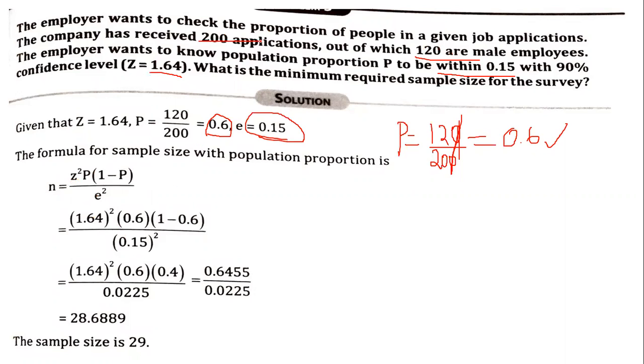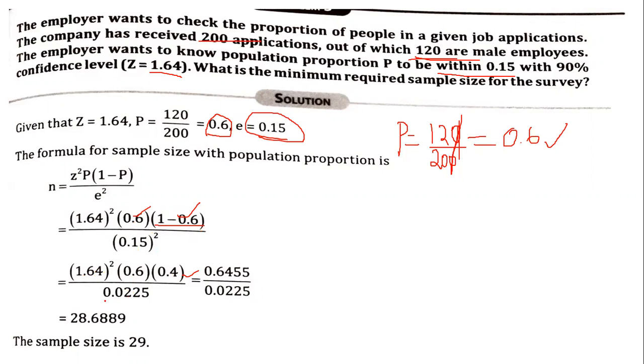There were 200 applications. Out of that 120 were male. We know one proportion. So 0.6 into 1 minus 0.6 divided by E value is 0.15 square. Okay, 0.15 square. Now simplify. 1.64 square into 0.6 into 1 minus 0.6 is 0.4 divided by, find the square here.